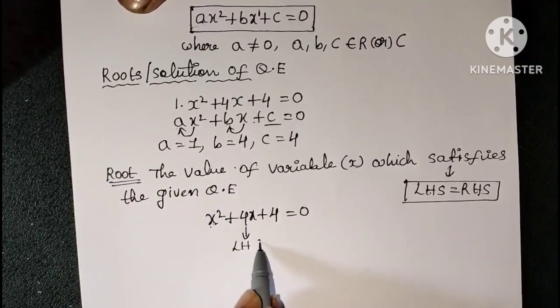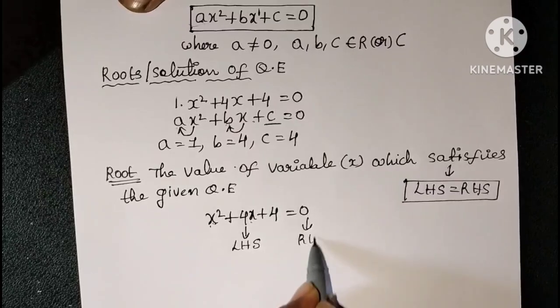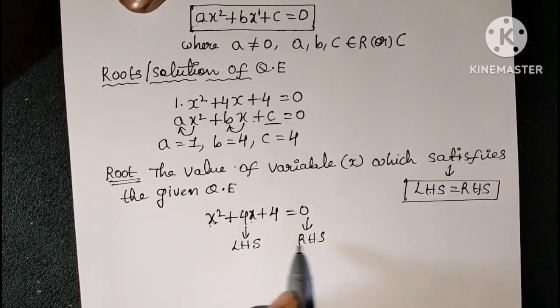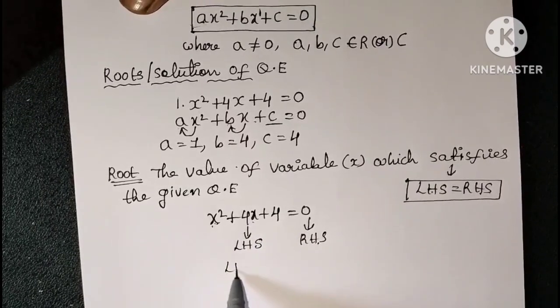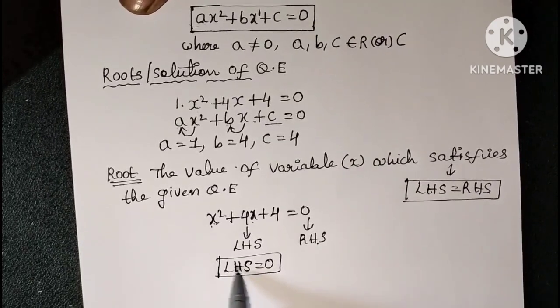Here LHS, the left hand side expression, is x square plus 4x plus 4. The right hand side expression is 0. So for LHS to equal RHS, LHS must also be equal to 0.